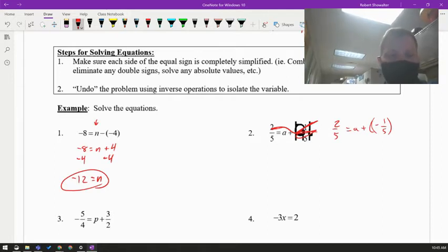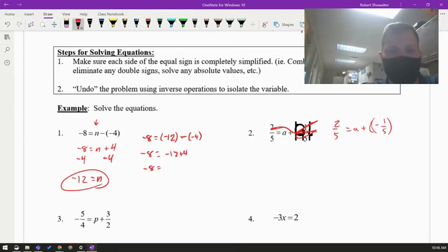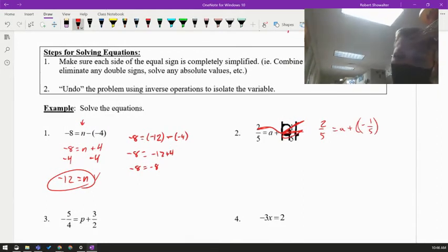What that means is that if you drop that in for n into the equation and simplify that right-hand side, you're going to get negative 12 plus 4, which is going to be negative 8, equals negative 8, which makes a true statement. So then we know that that's actually the correct variable. So if we go ahead and look at number 2, we have 2/5 equals a plus negative 1/5.